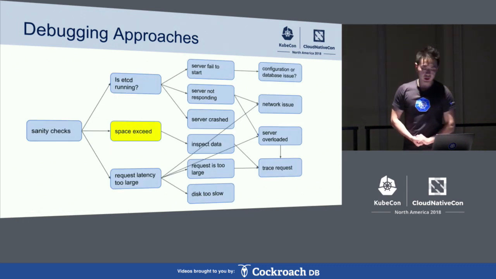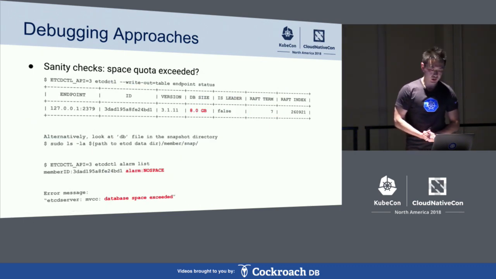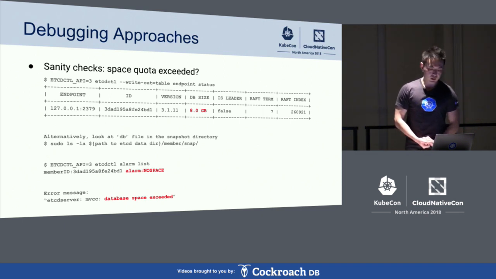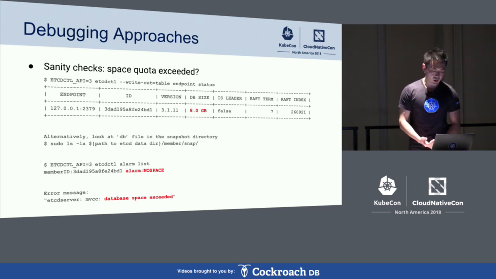Another type of sanity check I usually do is to see if the space quota is exceeded. There are a couple of ways you can see that. For example, the first command, we just used that. It's etcdctl endpoint status. One of the fields it returns is the database size. You can see here it says 8 gigabytes. That's the default maximum space quota allowed in etcd. If you see that, it tells you you exceeded or you're reaching the maximum space quota.